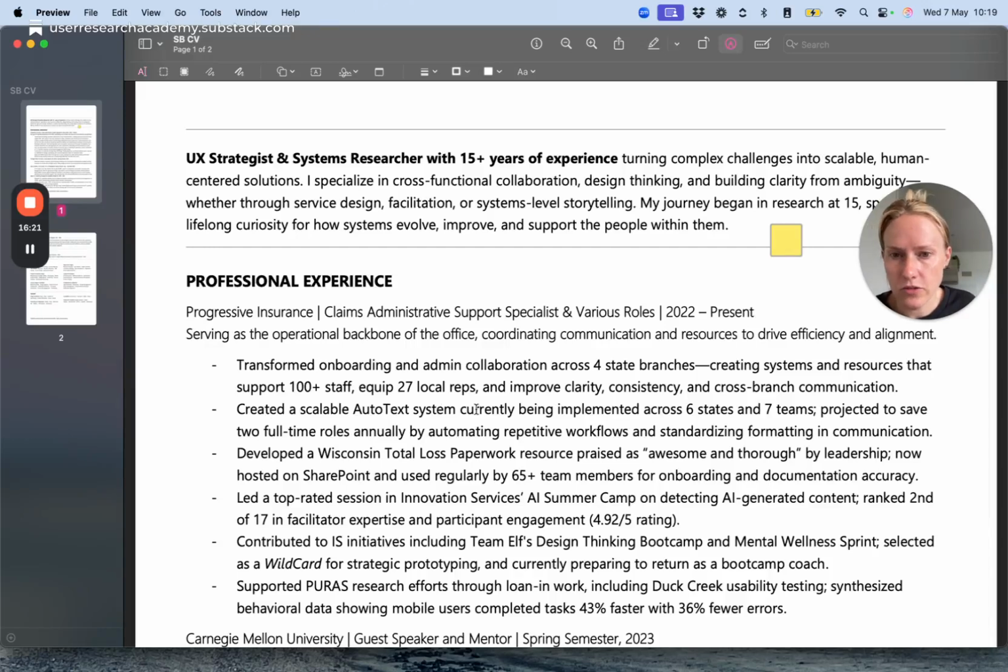Created a scalable auto text system currently being implemented across 6 states. So again, writing out these numbers, 7 teams, projected to save 2 full-time roles annually by automating. Okay. Interesting. That one's okay. Developed a Wisconsin total loss paperwork resource praised as awesome and thorough by leadership. Now host on a regular.